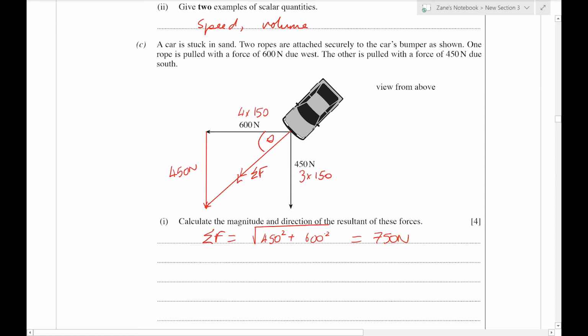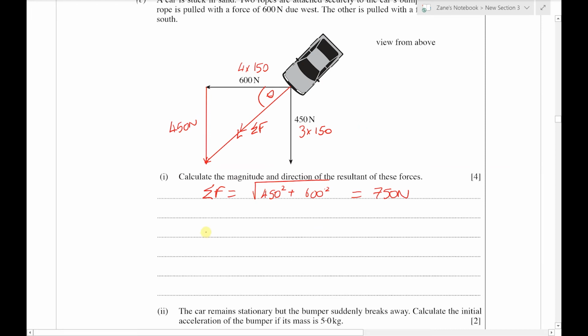We've also got to find the direction, and I've seen many candidates over the years say that the direction is southwest because it sort of looks southwestish. But for it to be a southwest direction, this angle theta would need to be 45 degrees, and that would mean that the triangle that we've got here would have to be an isosceles triangle, and it's clearly not. So instead we're going to use trigonometry.